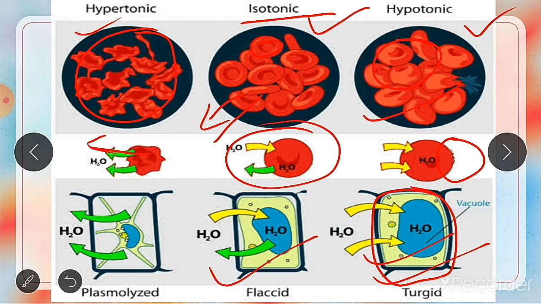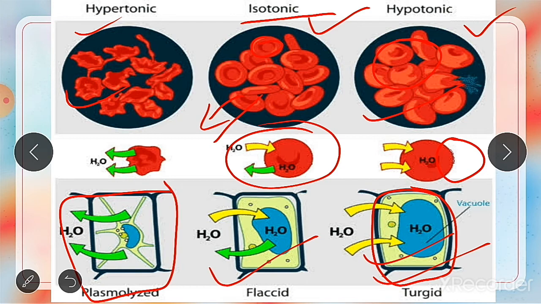You can see the changes in the cells here. The cells shrink. In this situation the plant cell is said to be plasmolysed, and the animal cells are said to be crenated. What happens in plasmolysis? The cytoplasm moves inwards from all sides and appears at the center of the cell. So this is plasmolysis. These are the three situations: hypotonic solution, isotonic solution and hypertonic solution.